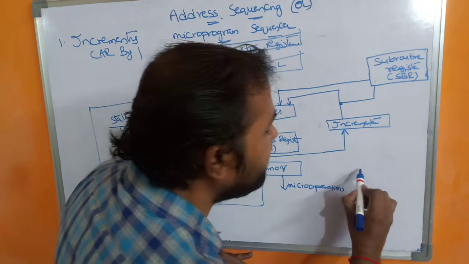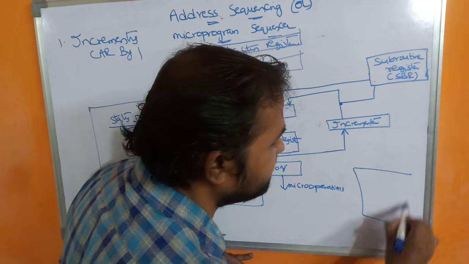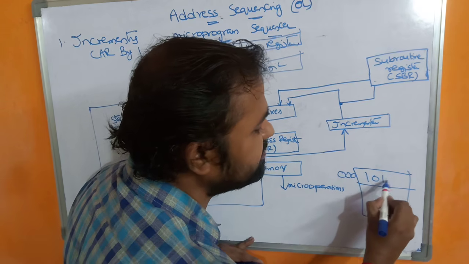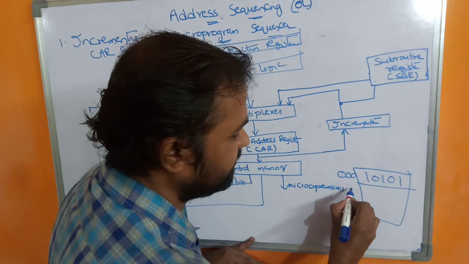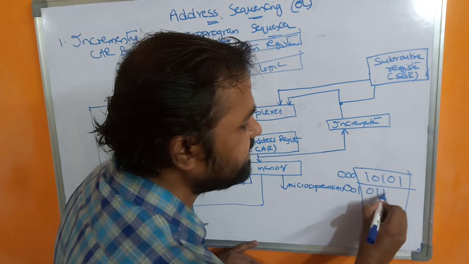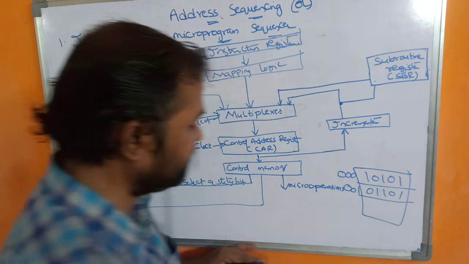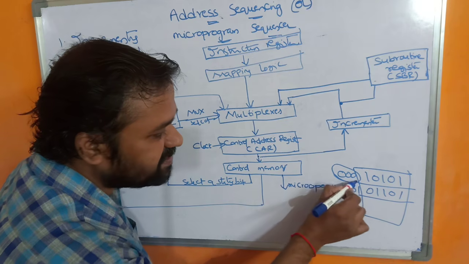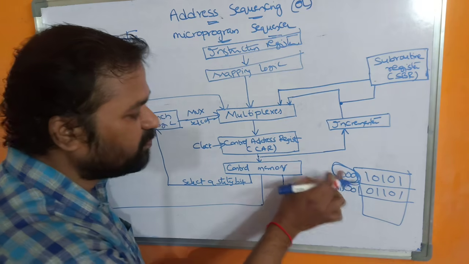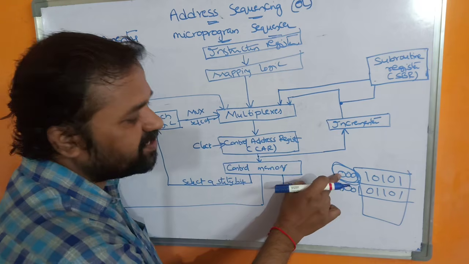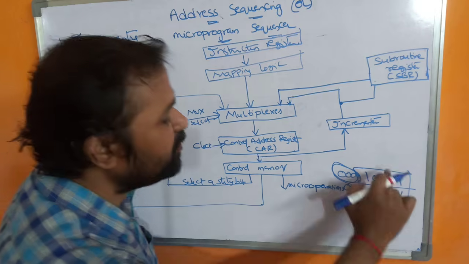Let's say we have a control memory like this. Let the first instruction address be 000, and let the data of this instruction be 1010. Let the second instruction address be 001, whereas the data is like this, 01101. So what is the micro instruction address here? This 000. The control address register contains the micro instruction address that is to be fetched from the control memory.